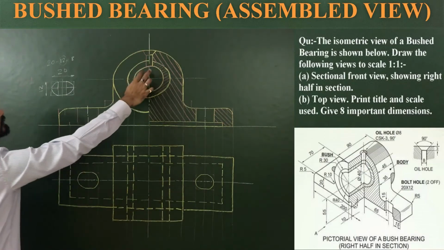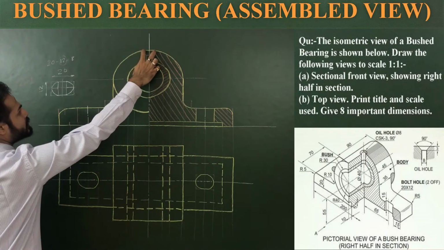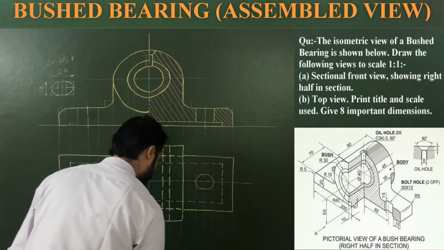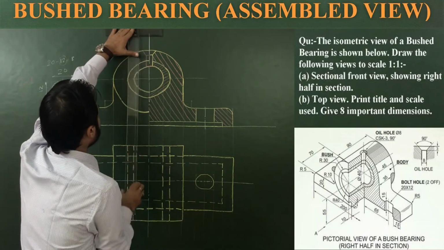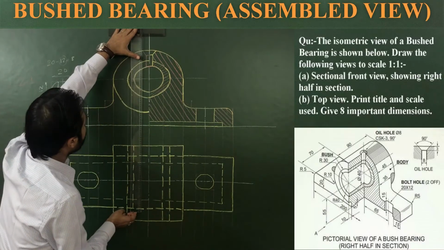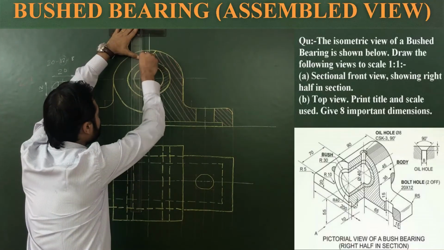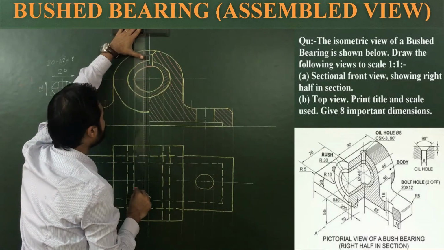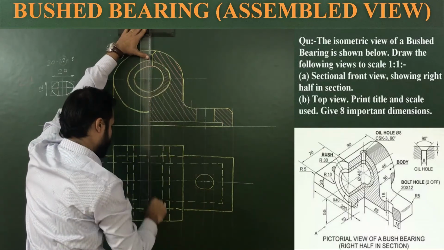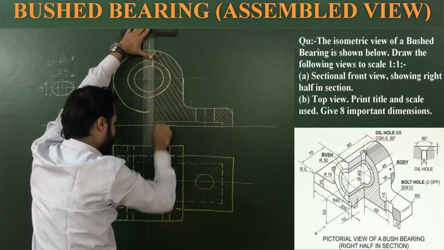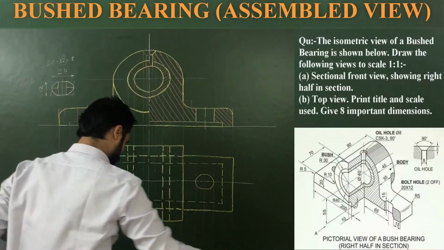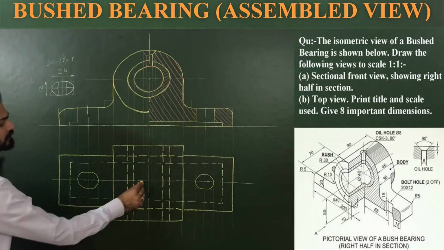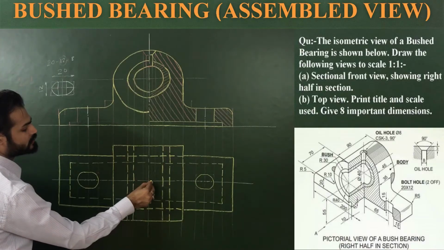And yes, last is the oil hole. For the oil hole we have diameter 8 and this is the second diameter. Now for diameter 8 and for the second diameter, again we have to catch these limits. So project the limits of the oil hole like this. And please use a light pencil, 2H or 3H, for this projection line.